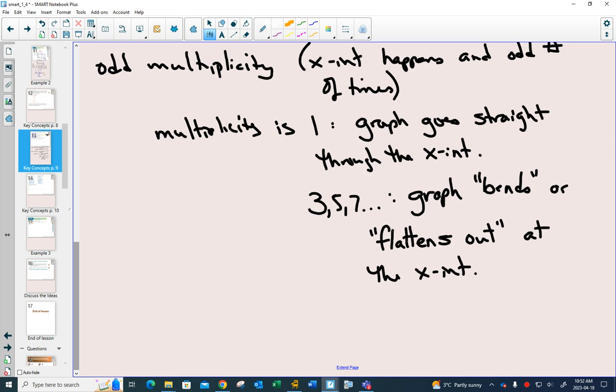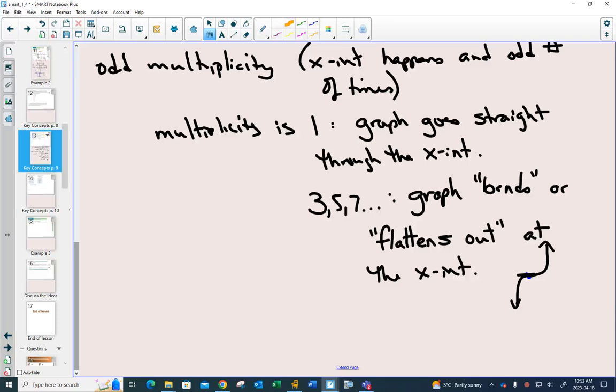it bends or flattens out at the x-intercept, much like an x-cubed graph. There's my x-intercept. An x-cubed graph has that bend in the graph right at the x-intercept. It bends so much that it's basically flat for a moment at that x-intercept. So that's why some people like to say flattens out, because it does get, for a second, perfectly flat and then bends down the other way.